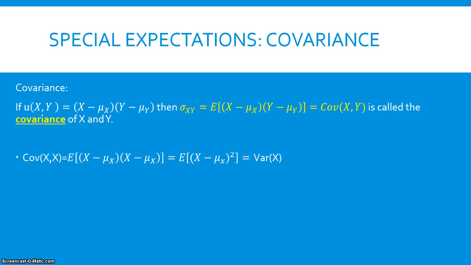A couple of things to know about the covariance. One thing to note is that the covariance of x and x is equal to the variance of x. Similarly, the covariance of y with y is equal to the variance of y. Also, the covariance of x with y is the same as the covariance of y with x. It doesn't matter which order we look at the variables in.